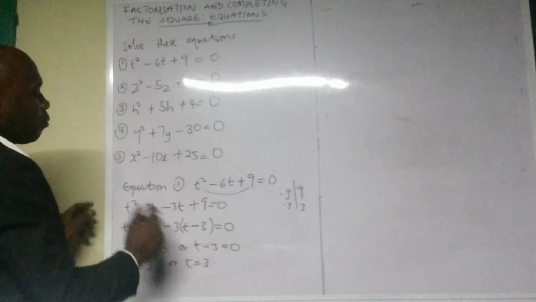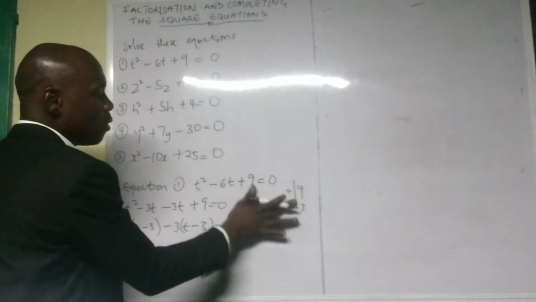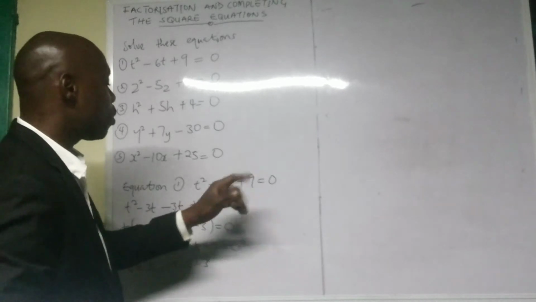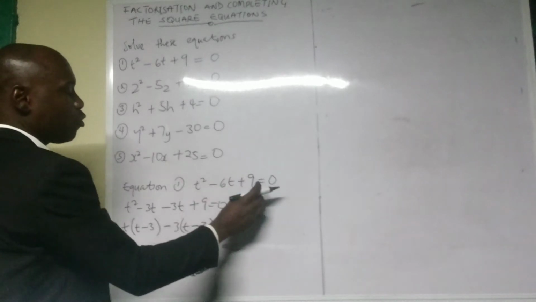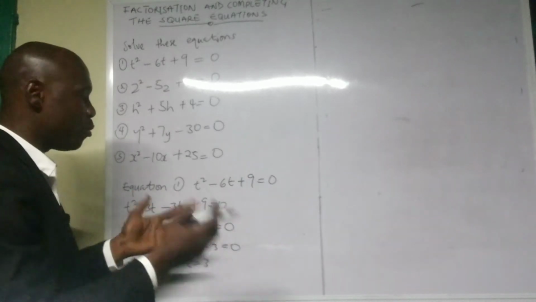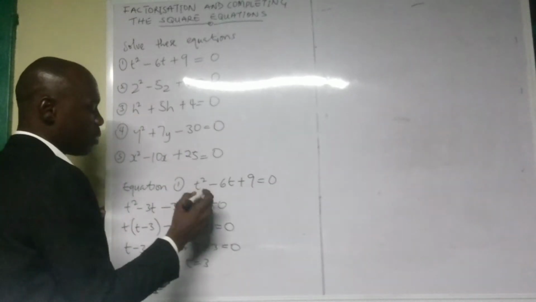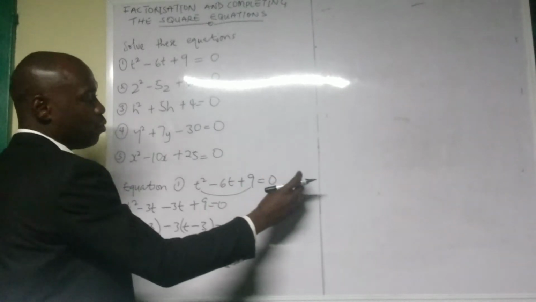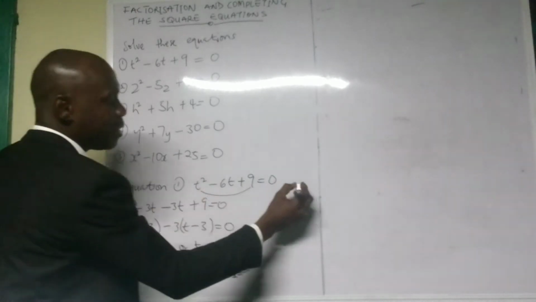So the first one: t squared minus 6t plus 9 equals 0 is an equation. From here now, we're looking for what to multiply together that will give us 9, and at the same time, if you add it, it will come back to minus 6. So that's why we use this method. We brought out this 9 because whatever the value you multiply, you look for what you can add together that will give you this minus 6. So we pick 9.